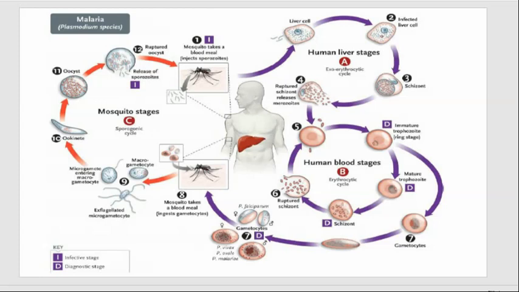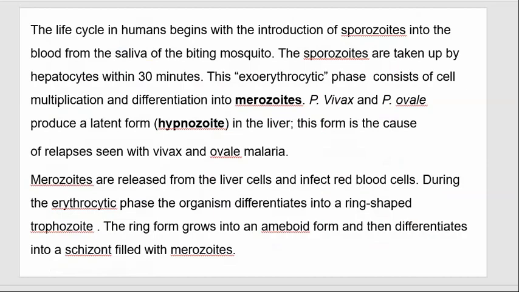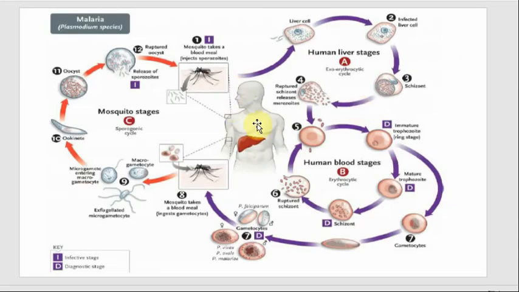كل أنواع البلازموديوم يعني اللايف سايكل تشمل بلازموديوم ملاريا، بلازموديوم أوفالي، بلازموديوم فيفاكس and Plasmodium falciparum. The life cycle in humans begins with the introduction of the sporozoite into the blood from the saliva of the biting mosquito. The sporozoites are taken up by hepatocytes within 30 minutes. Then the first step of infection: when the mosquito takes a blood meal it injects the infective stage اللي هو الsporozoites.